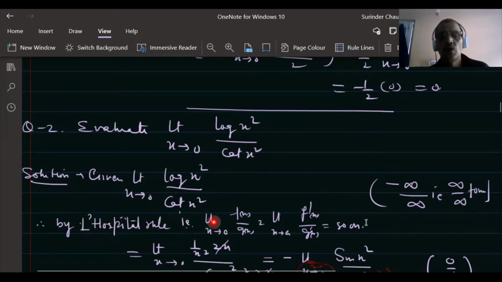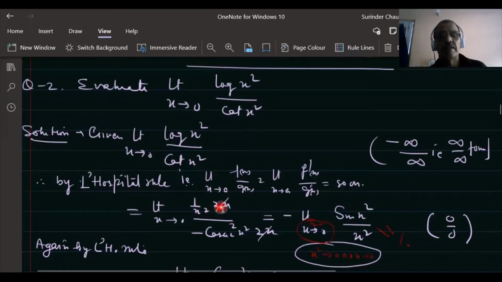So this is f(x) upon g(x), equal to f'(x) upon g'(x). Limit x tends to 0 of f(x) upon g(x) is equal to limit of f'(x) upon g'(x). The derivative of this is 1 upon x square times 2x, and the derivative of cot x square is minus cosecant square times 2x. X cancels, this is equal to 1 upon x square. Rearrange the terms: sin x square upon x square.